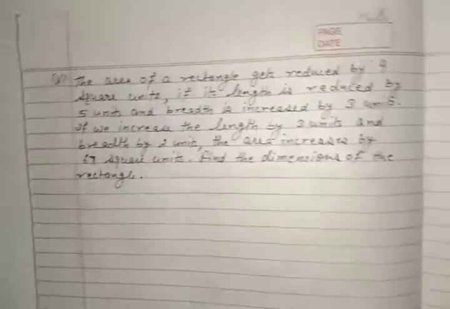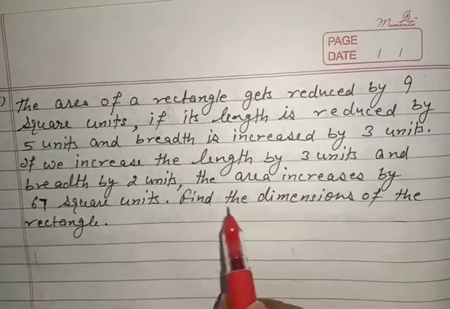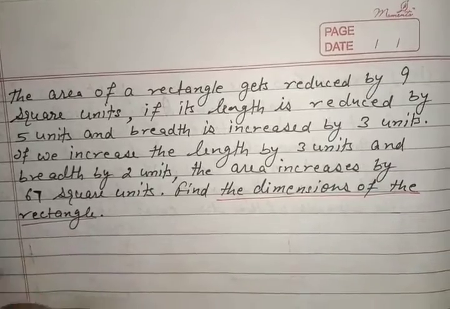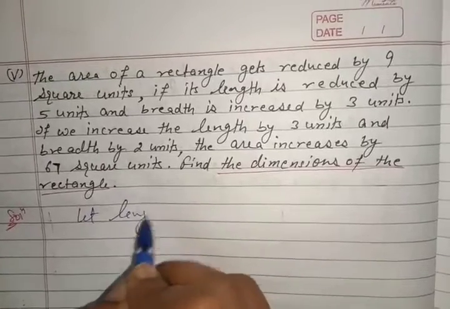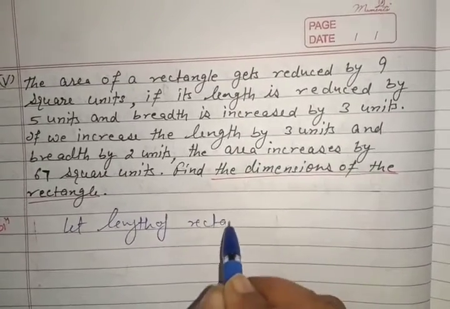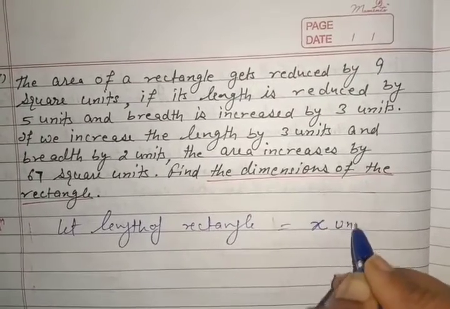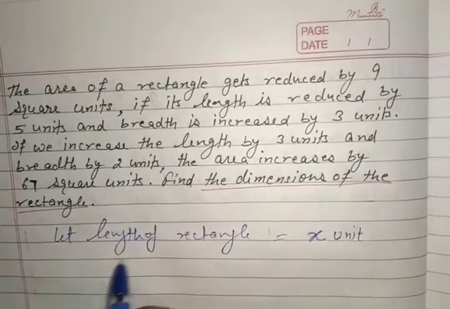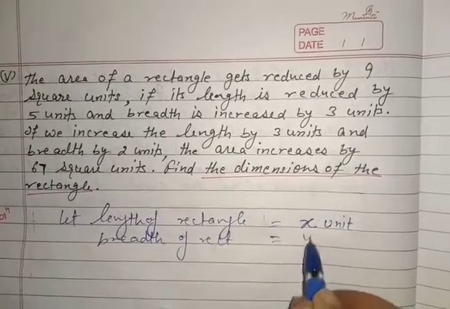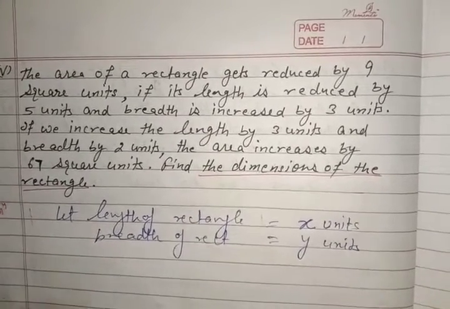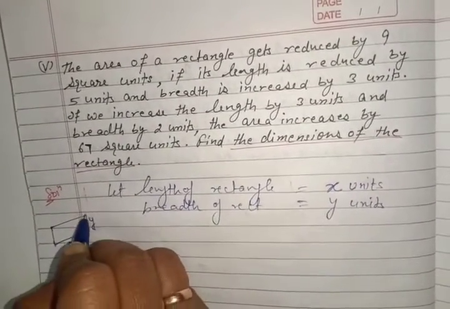Last question of the exercise. The area of a rectangle gets reduced. First of all, the last line of the question: find the dimensions of the rectangle. So the solution of this question is, let the length of the rectangle be x units. Unit is written because no meter or centimeter is given. And the breadth of the rectangle is y units. You know, when there is a rectangle, dimension means length and breadth. We are talking about length and breadth.